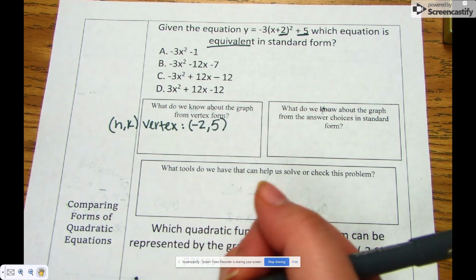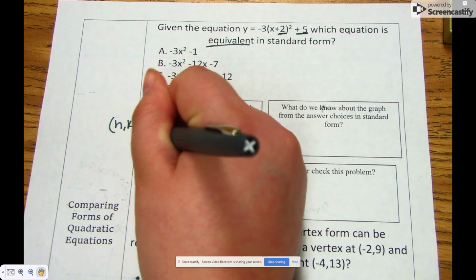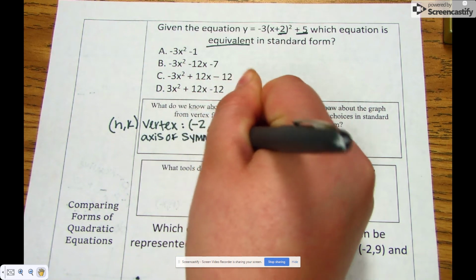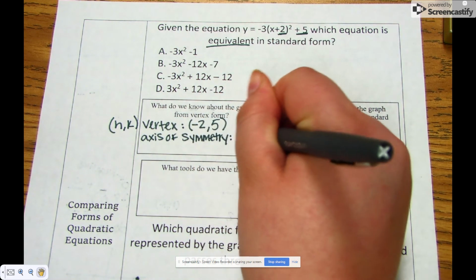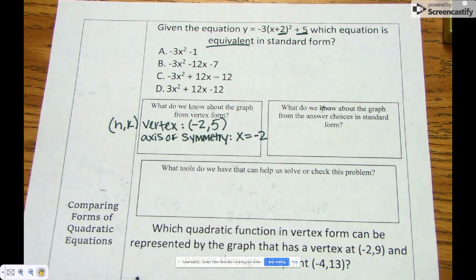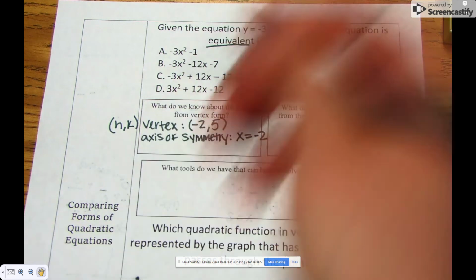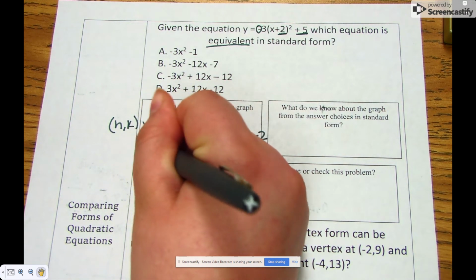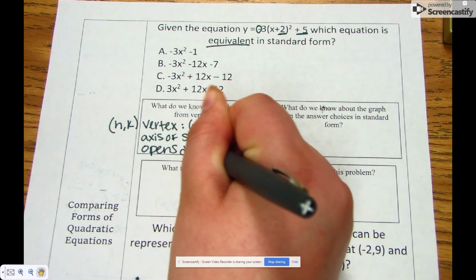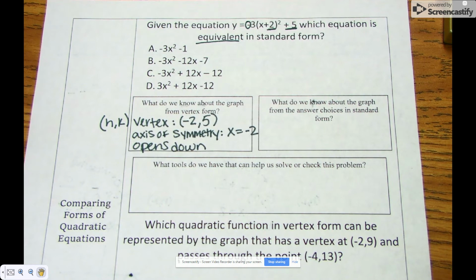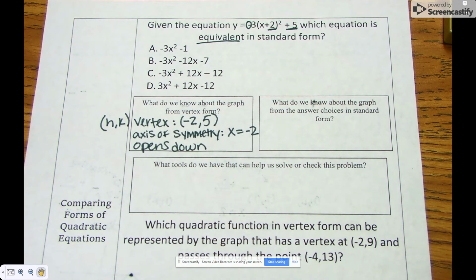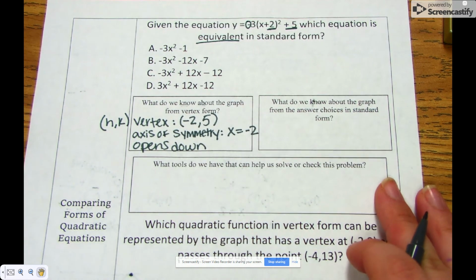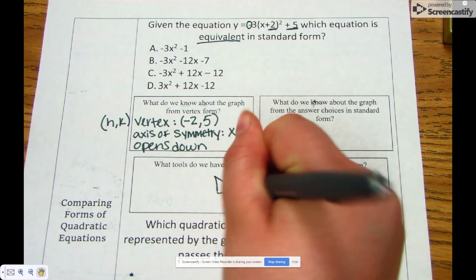All right, from this, we can also find our axis of symmetry. Our axis of symmetry is x equals negative 2. And then because this 3 out here is negative, that means it's going to open down. All right, so those are all things that we learned how to do today. Here it says, what tools do we have that can help us solve or check this problem? This is Desmos.